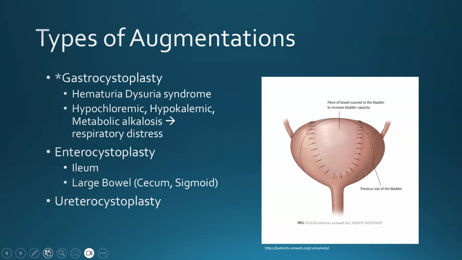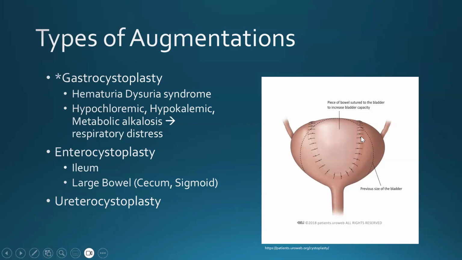So we'll talk about types of augmentations. Various types of tissues can be utilized to augment the bladder. Historically, stomach has been utilized. However, this tends to be avoided now due to hematuria-dysuria syndrome, and this can produce a hypochloremic and hypokalemic metabolic alkalosis and respiratory distress. So stomach typically isn't utilized anymore. You can also utilize segments of ureter. This would be ureterocystoplasty, excuse me. And then you can also use segments of bowel. And typically ileum seems to be the choice that's predominantly described in the literature now.